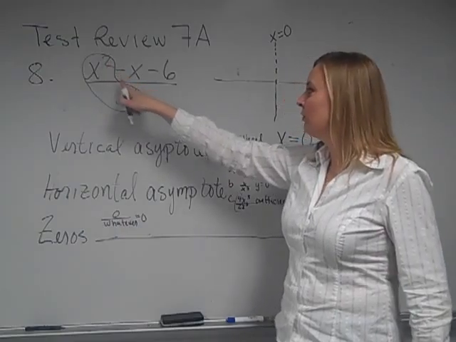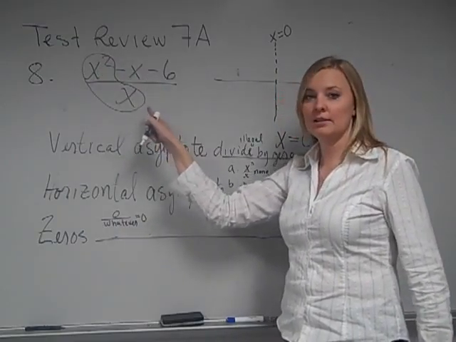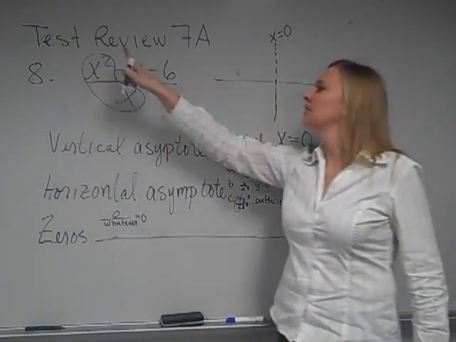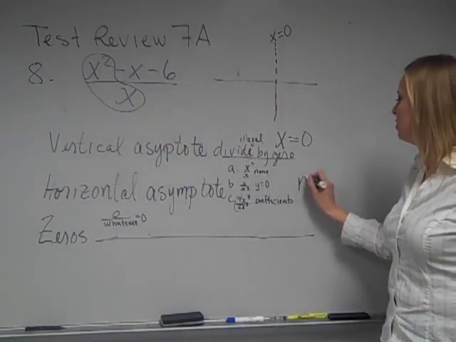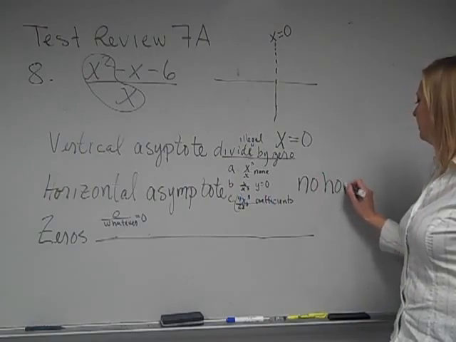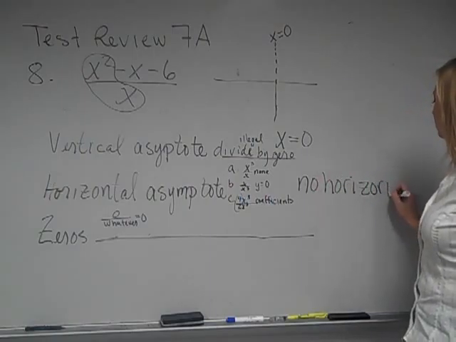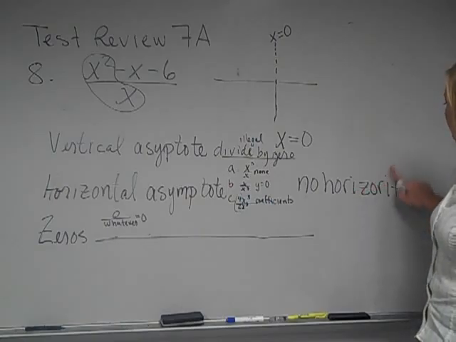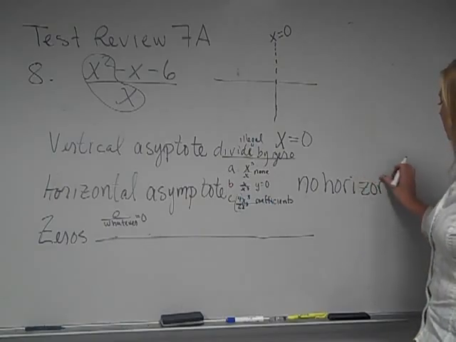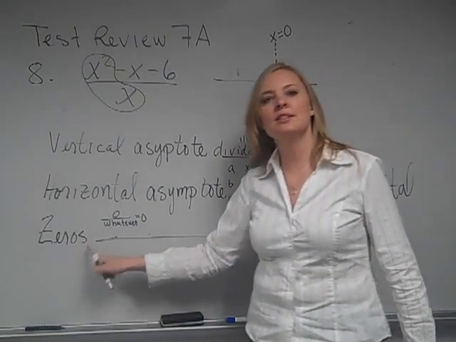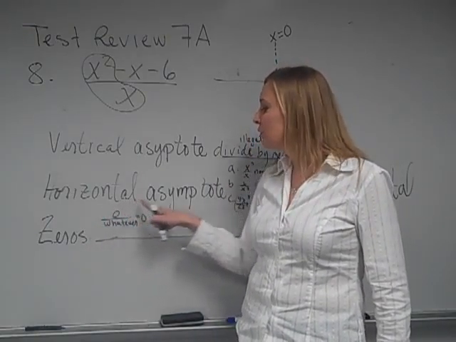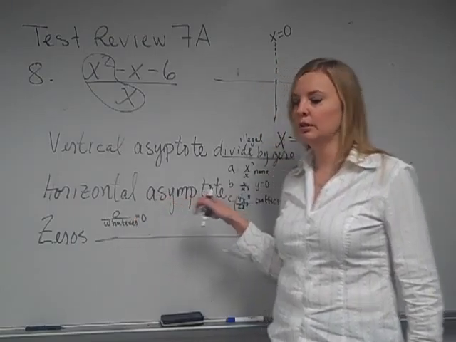So here, let's look at the degrees. x squared over x. The degree of the numerator is bigger. Our rule says we have no horizontal asymptote. Lastly, zeros. 0 divided by whatever is 0.